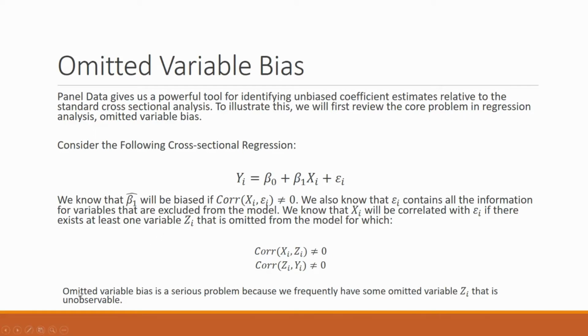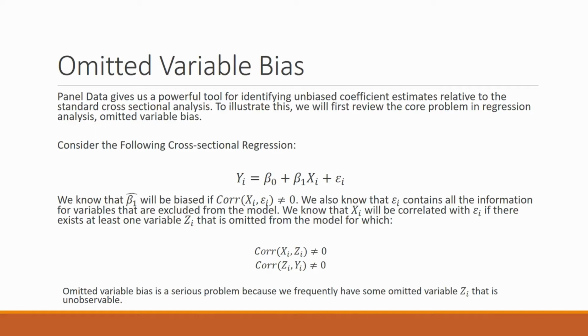Omitted variable bias is a serious problem because we frequently have some omitted variable z that is unobservable. We very frequently are going to have omitted variables for which we do not have data. That means they're not observed in our data set. They're either truly unobservable or we do not observe them in our data set. If that's the case, then we will have omitted variable bias in our standard cross-sectional regression.